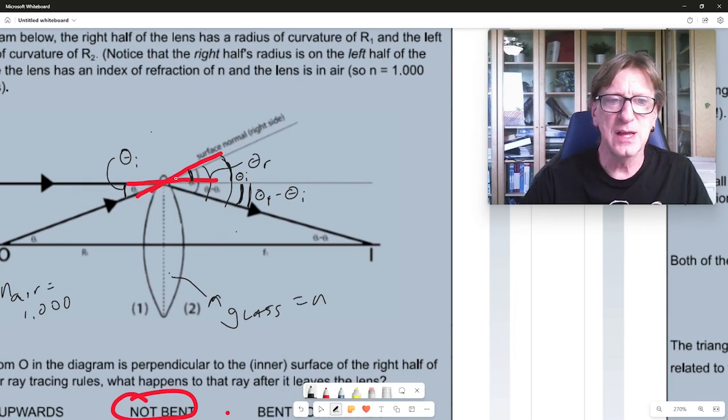So this line goes straight through, because it hits orthogonal. So this must be theta I, and this must also be theta I. And then my angle of refraction is the whole bending angle here, but my horizontal is coming from this ray right here. And so that angle there is going to be theta R minus theta I.